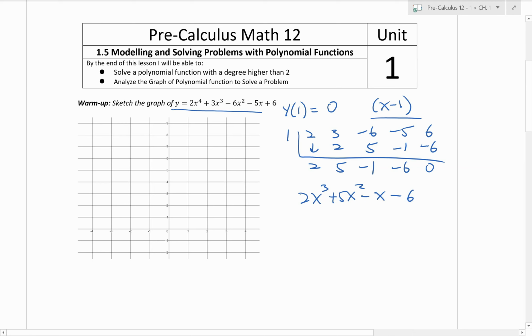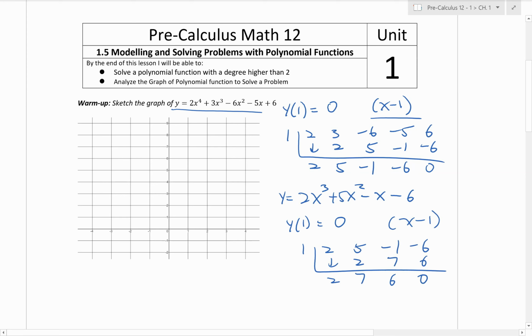Okay, so then let's see. I think I can plug in 1 again and get another 0. So if I plug in 1 again, this will give me a 0 as well, which means I can divide this by x minus 1. So 2, 5, -1, -6: bring down the 2, times 1, add them together, 7, times 1, add them together, 6, times 1, add them together. And then that means, again, I have another x minus 1 as my factor. So what I am left with is 2x squared plus 7x plus 6.